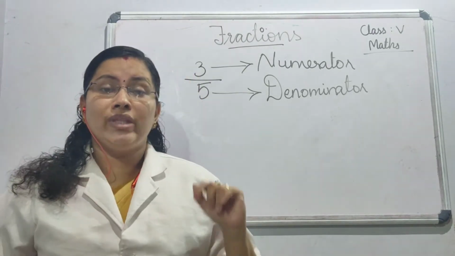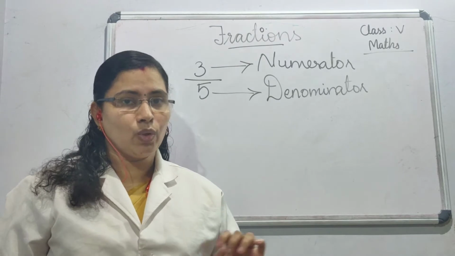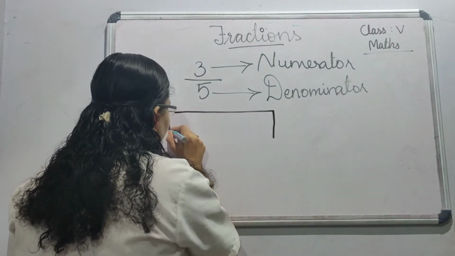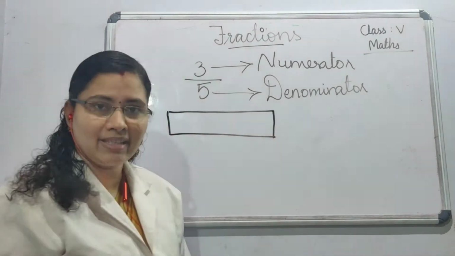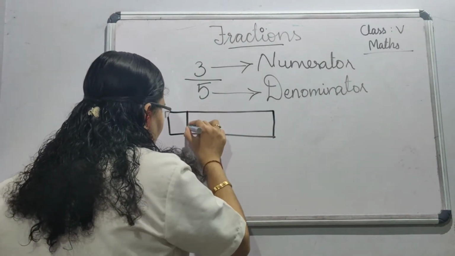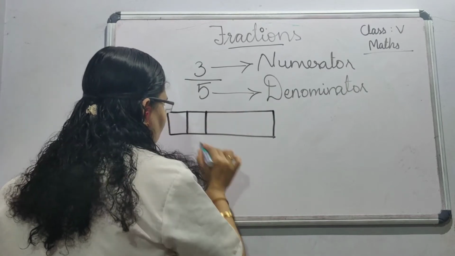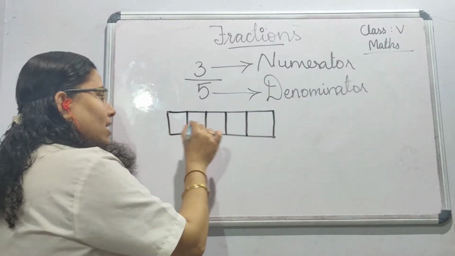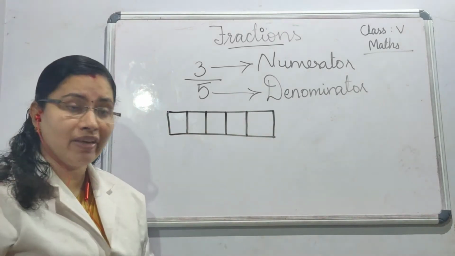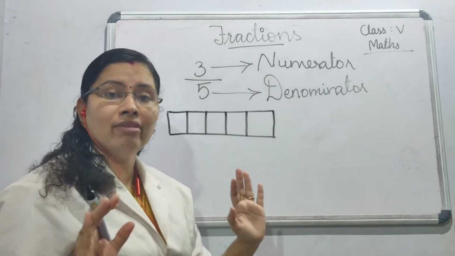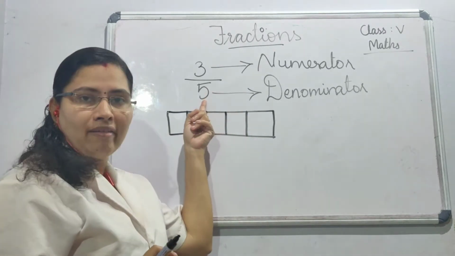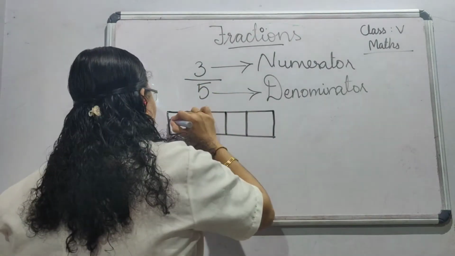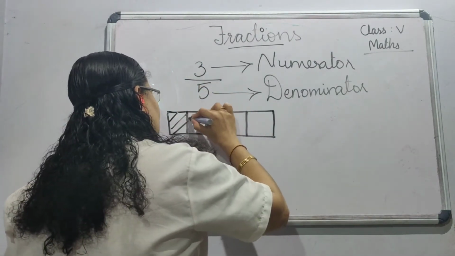I will represent this with the help of a picture. Okay, so here I have a rectangle and I will be dividing it into 5 parts. 1, 2, 3, 4, 5. I have divided it into 5 equal parts. Okay, this is 5. And out of 5, 3 parts. So I will be shading 3 parts.